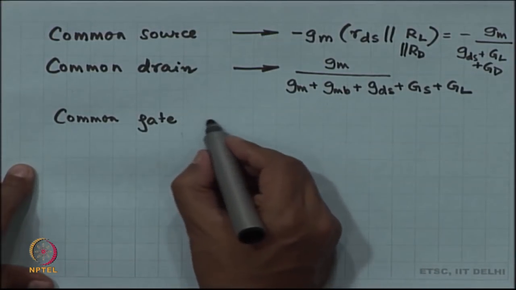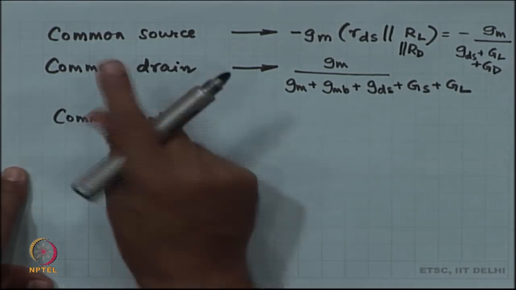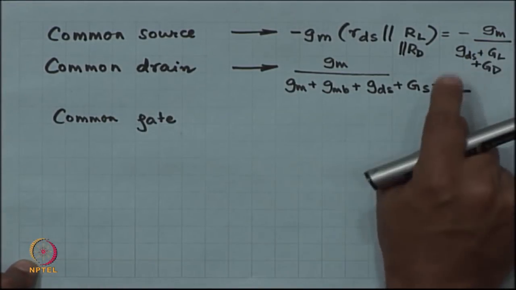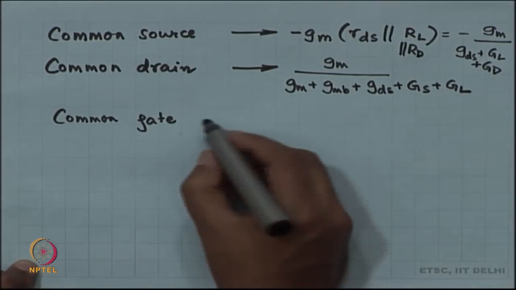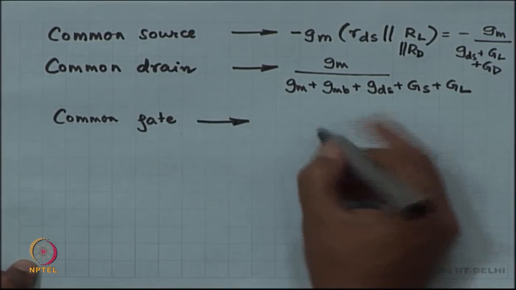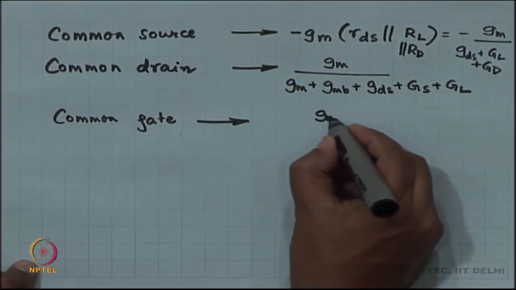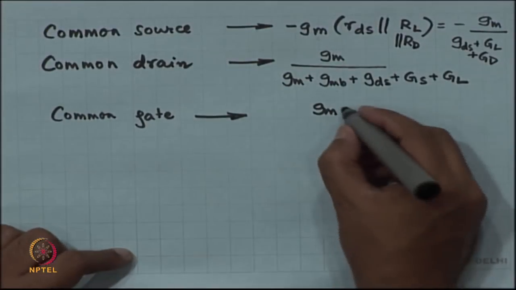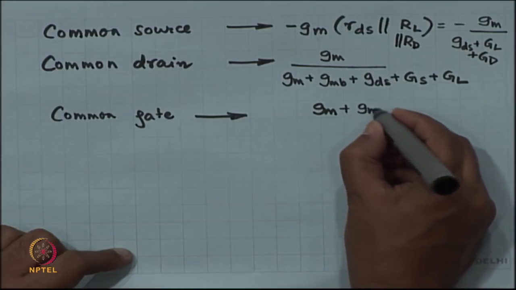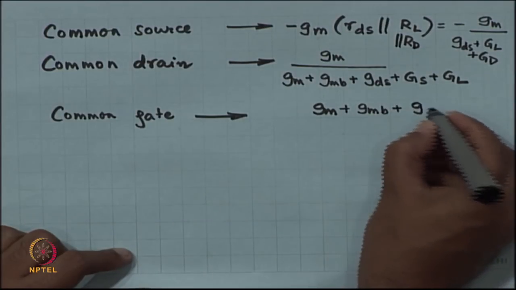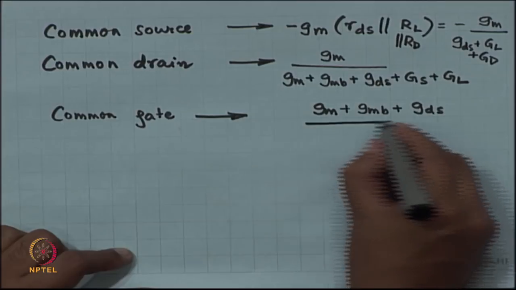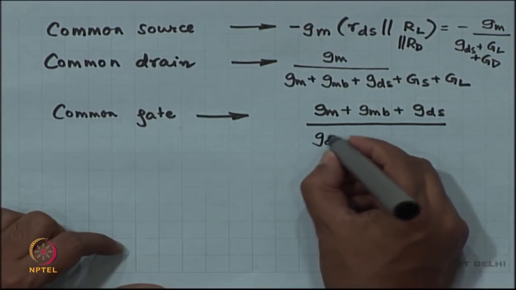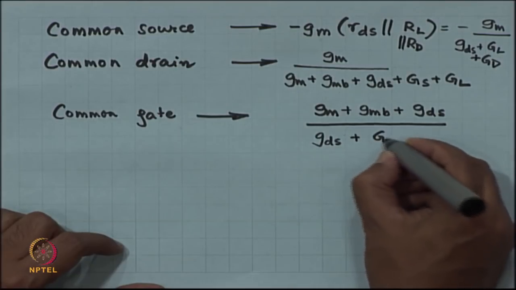All right. So, what do we have? Let us compile our list. Common source, the voltage gain was minus Gm by Gds plus Gl plus Gd. Common gate, the voltage gain is going to be plus Gm plus Gmb plus Gds divided by Gds plus Gl plus Gd.